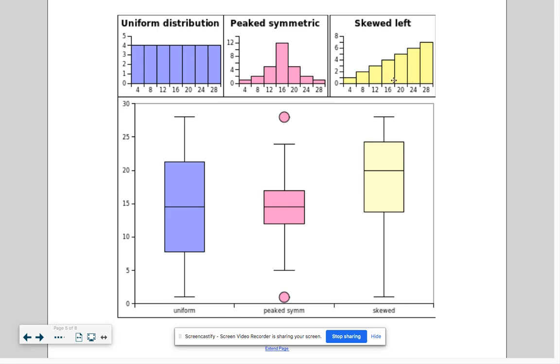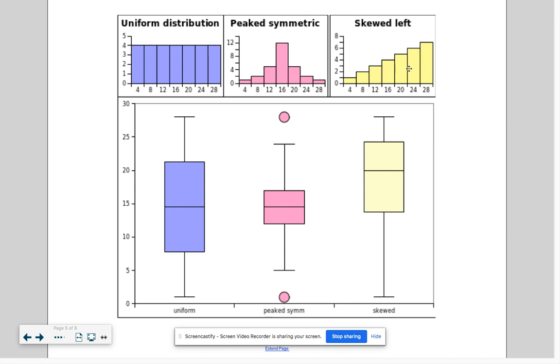The center of this one, it depends. It's skewed. So it could be the mean and the median will be a little bit different. These two, the mean and the median will be exactly the same because they're symmetric. So on this one, the mean will be closer to the skewed end.